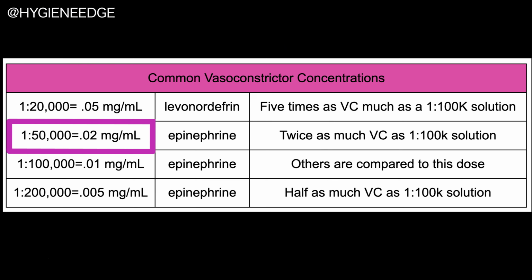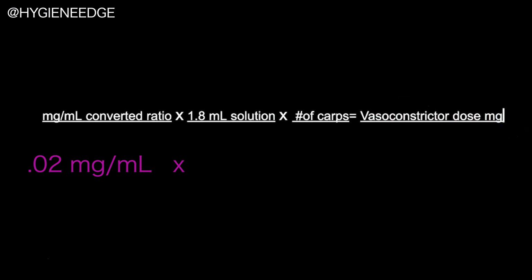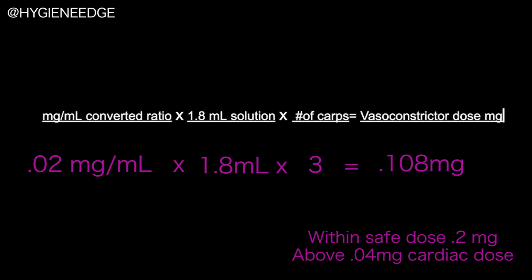In another example, let's say that I wanted to give a 1 to 50,000 epinephrine, which is 0.02 milligrams per milliliter, times the 1.8 milliliters of total cartridge volume, multiplied by, let's say, 3 carpules. This calculation would give 0.108. I am within the standard safe dose of 0.2 milligrams, but above the 0.04 limited cardiac dose for epinephrine.